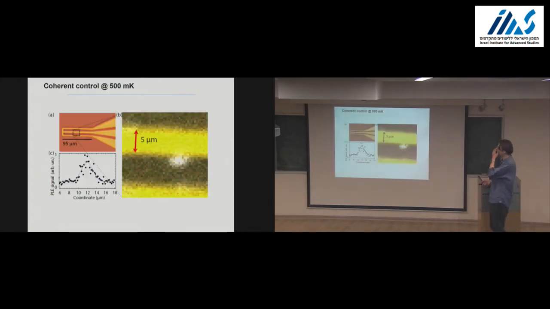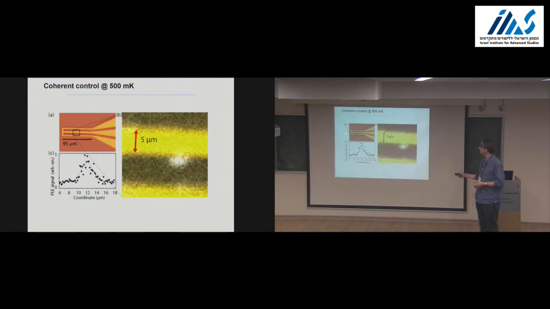To measure the T2 time, you have to get coherent control. In this particular case, it was not done by sending two lasers, but by applying a microwave directly to the spin state. And at millikelvin temperature, it's not a very straightforward experiment. Usually, if you want to rotate a spin fast, you send very high power microwave pulses. If you're at millikelvin temperature, you don't want to dissipate too much power, so you need to design your microwave structure in a good way.